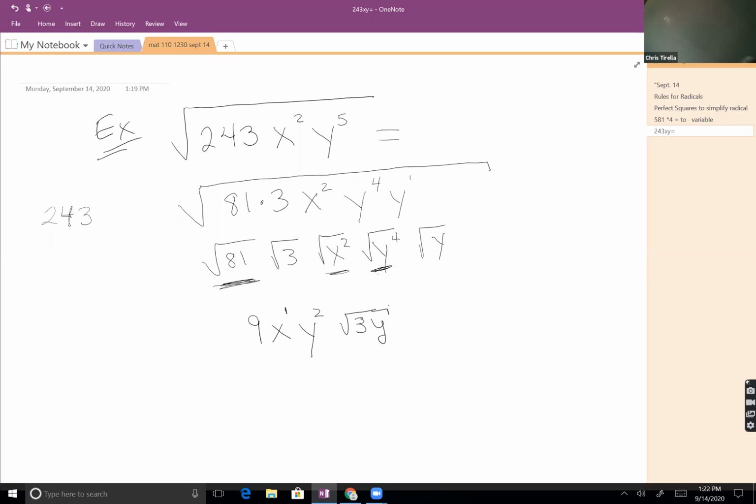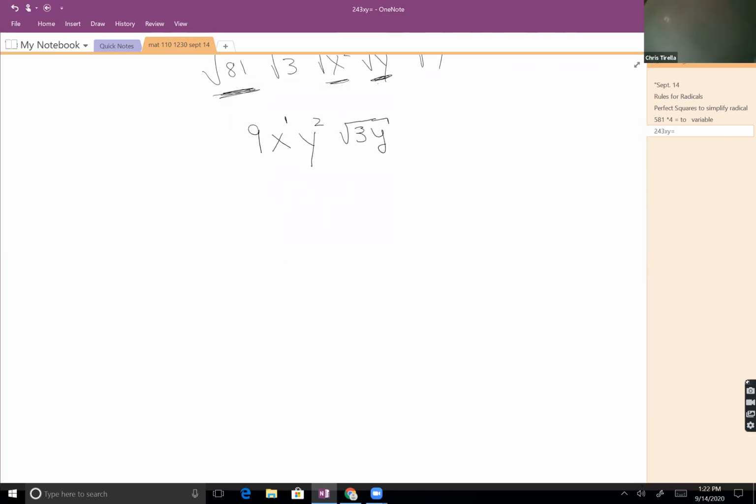Everybody comfortable with this simplifying process? Does anybody want more, or are we good? All right. If we're all right, then the next place that we're going to go is we're going to look at the idea of adding and subtracting radical expressions.